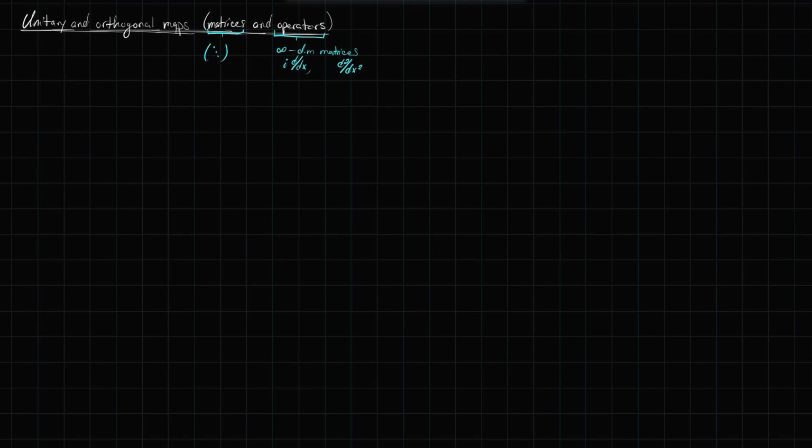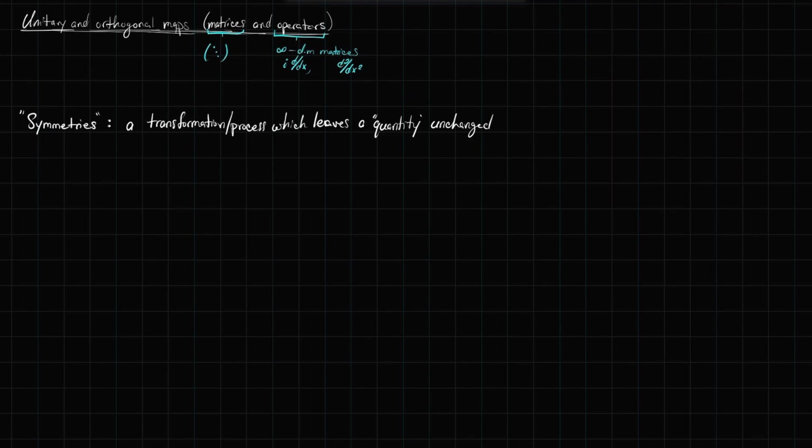What do these adjectives mean, unitary and orthogonal? We kind of have to push ourselves into a realm of what physicists and also mathematicians like to call symmetries. So there's this word symmetries that gets thrown around. That does have a fairly precise definition in math and physics circles. We can interpret the word symmetries as meaning a transformation or process which leaves a quantity unchanged. And you should think about this word quantity underneath some quotations. It can be broader than quantity. But let's just take an example.